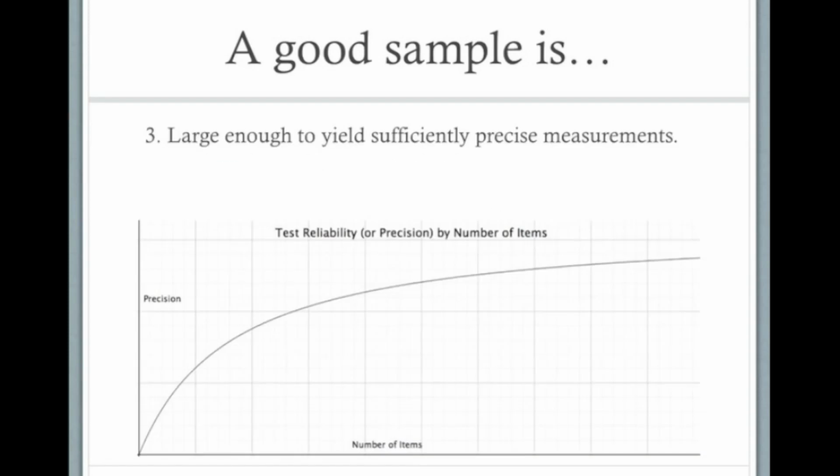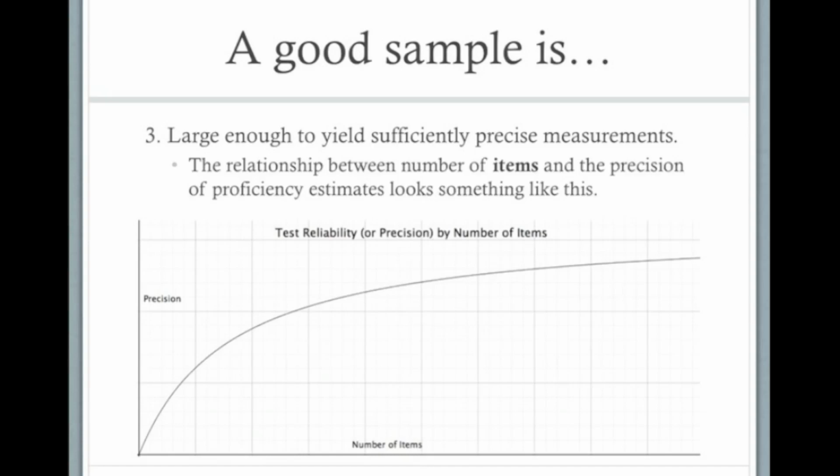Also, a good sample is large enough to yield estimates that are sufficiently precise given your purposes. And so the relationship between the number of items on the test and the precision of proficiency estimates looks something like this. You can take a look at three different regions of this line. There's an area where it's a lot flatter, there's an area where it's very steep where I'm drawing now, and right in the middle where I kind of circled things, you can see that it's between those two. The main idea with this figure is that at the very beginning, precision increases a lot, and then after you add so many items, it doesn't increase as much per item.